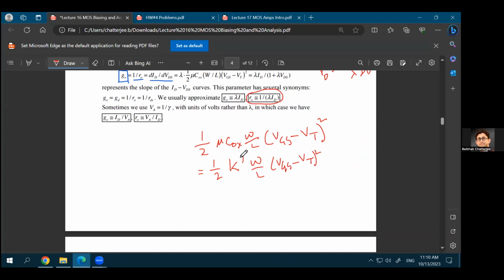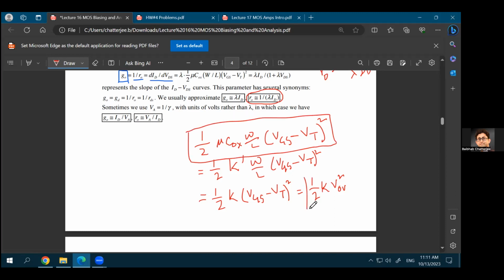Now you also know that if this is the process transconductance and this is the aspect ratio W over L, then the multiplication of the process transconductance with the aspect ratio gives you the device transconductance. The device transconductance is represented just as K. Again, something we had learned earlier. So this becomes half of K times VGS minus VT whole squared. You also know VGS minus VT is called overdrive. So you can just write it as half of K times V overdrive squared. So instead of writing this long equation, you can write the same thing just with this.